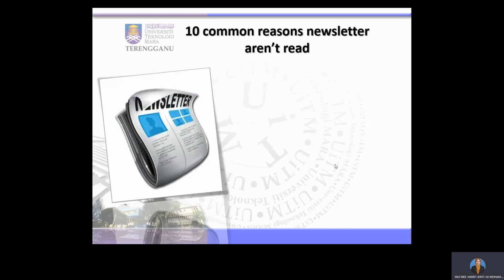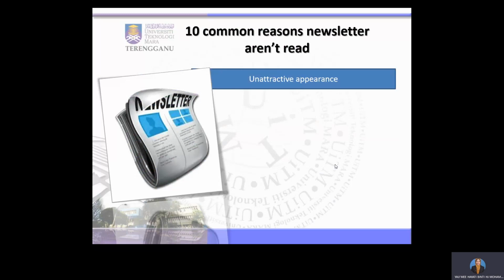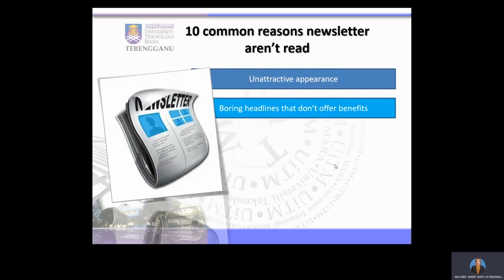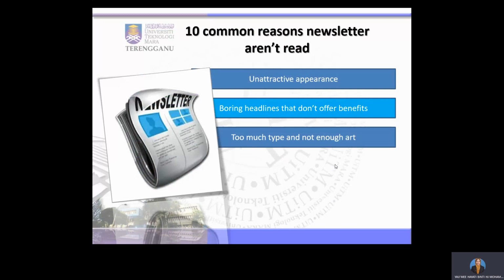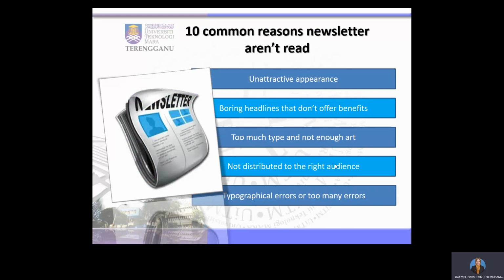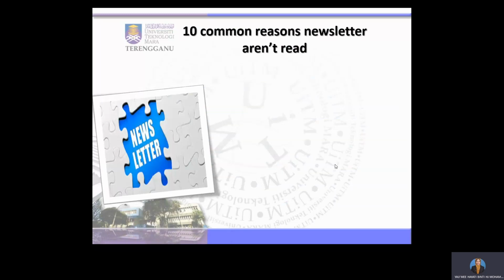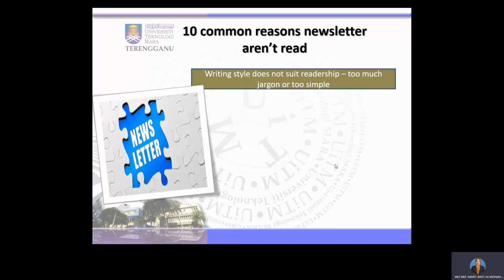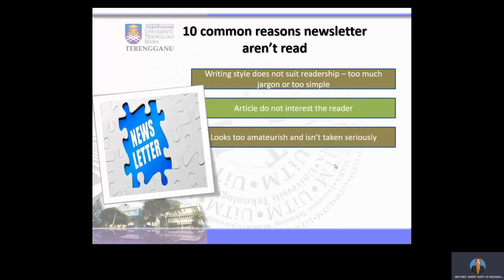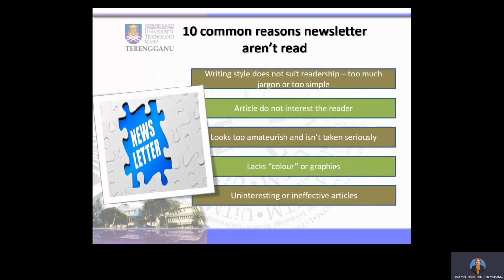When you do a publication like a newsletter, sometimes you will find that there are some newsletters that are not being read by any audience. Why? Because they have unattractive appearances, boring headlines that don't offer benefits, too much type and not enough art, not distributed to the right audience, typographical errors or too many errors, writing style that does not suit readership, articles that do not interest the reader, look too amateurish and isn't taken seriously, lack of color or graphic, uninteresting or ineffective articles.